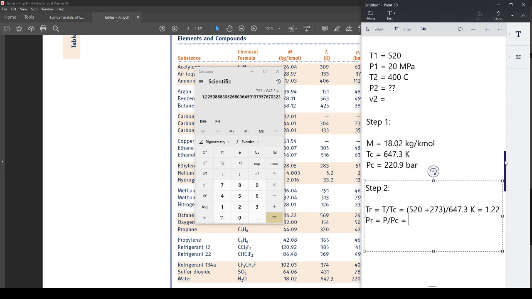So our actual pressure that they gave us was 20 megapascals. 20 megapascals is 20,000 kilopascals, which if you divide that by 100, I always have to do it the other way, but I'm pretty sure it's, let's see, 20,000 divided by 100. Yeah, so it's 200 bar. So then we have 200 bar divided by 220.9 bar. Let me go ahead and divide this by 220.9.